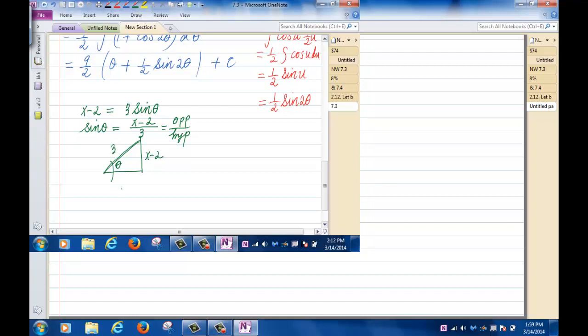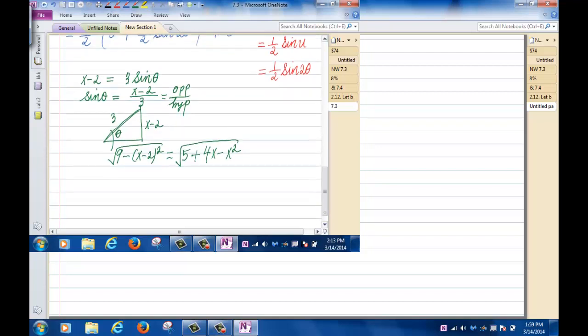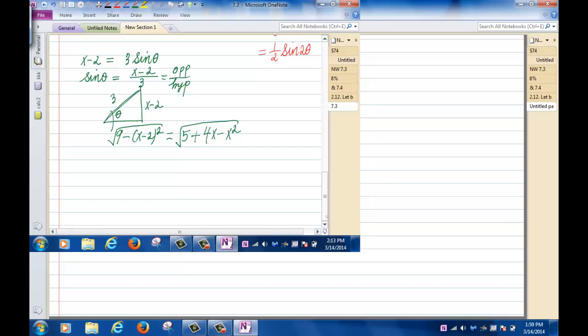What is the adjacent then? The square of the hypotenuse minus the square of the opposite, and then square root of that. Notice that this is exactly what? This is exactly the original 5 plus 4x minus x squared. Okay, if you expand it out, you'll get the same thing as the integrand you started with. And so now I need to know what.